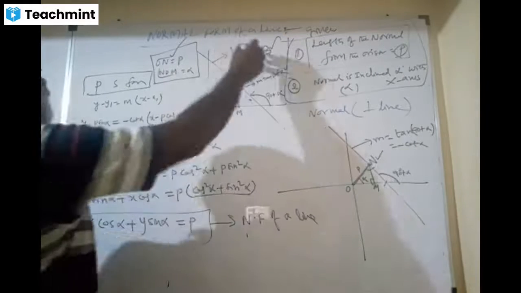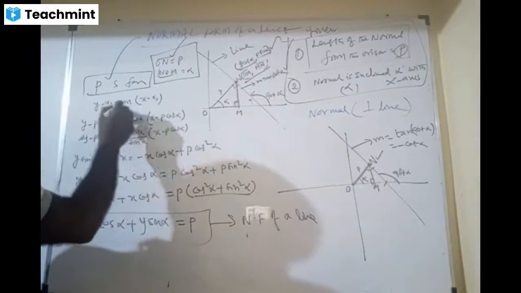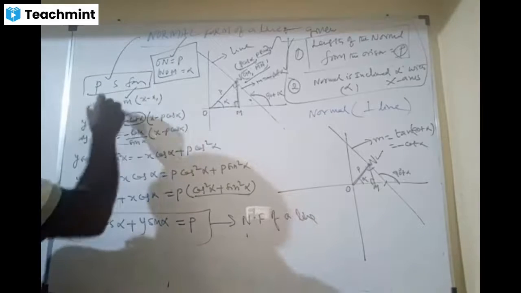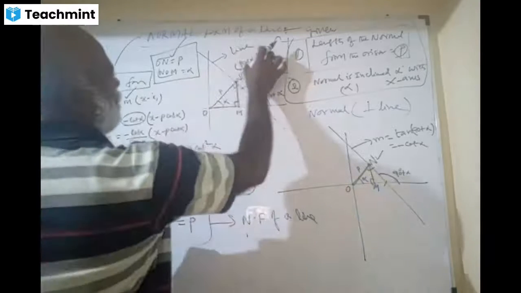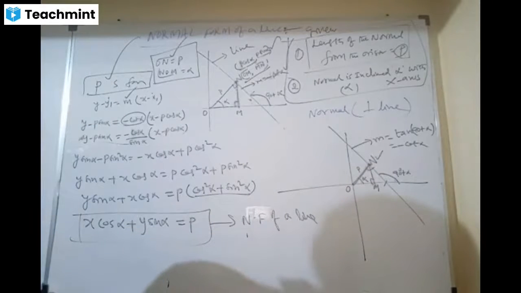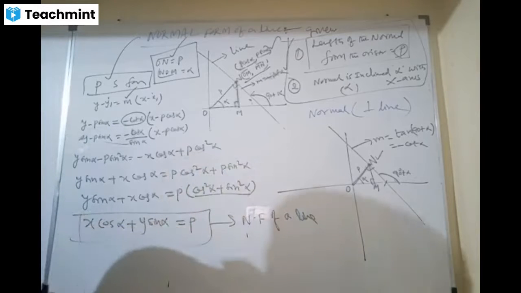Therefore, you know the point and you know the slope. Point-slope form: you write y minus y1 equals m into x minus x1. So put m is minus cot alpha, and x1, y1 are this point. That's all. Yes. So x cos alpha plus y sin alpha is p, the normal form.